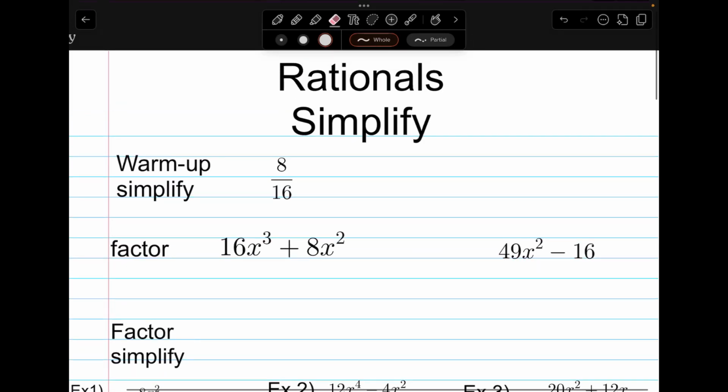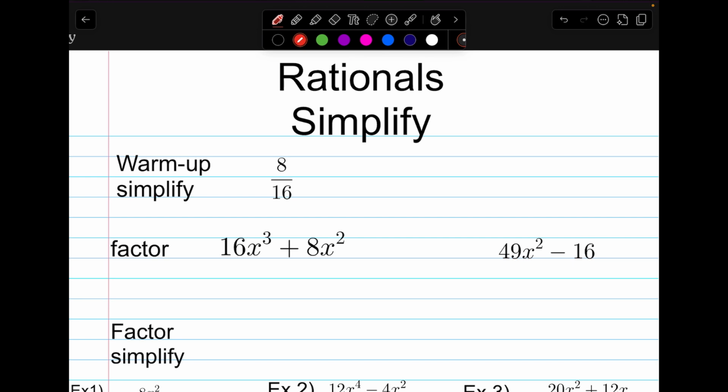Simplifying rationals. Now, simplifying rationals can come before or after adding or subtracting rationals. I like to do it after because it flows better with all my other lessons. But it doesn't really matter the order that you see this in. But here we go. Let's try this out. So simplifying rationals, we're going to start off with simplifying a fraction.